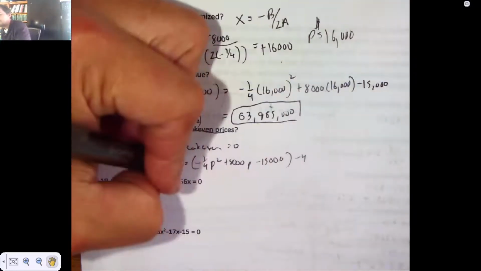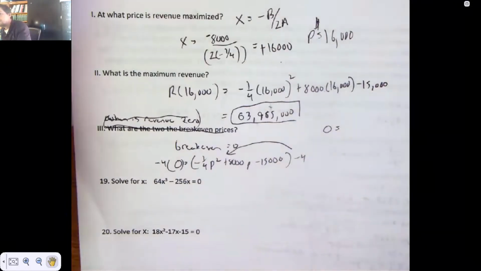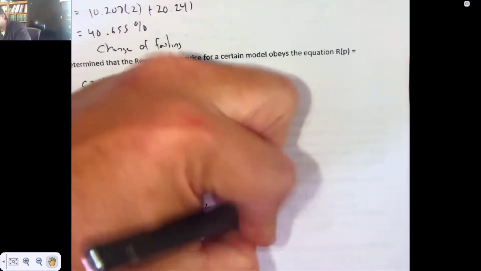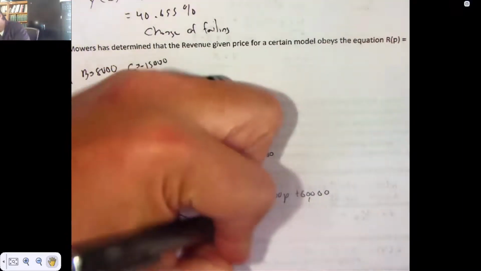What I'm going to do here is multiply both sides by a negative 4. You could also divide by a negative quarter. Multiply 0 by a negative 4, you still got 0. A negative quarter times a negative 4 is 1, so p squared. Negative 4 times 8,000 is minus 32,000p. And negative 4 times negative 15,000 is 60,000. So did I create something that factors? Because that's all you know how to do so far. I think I did.